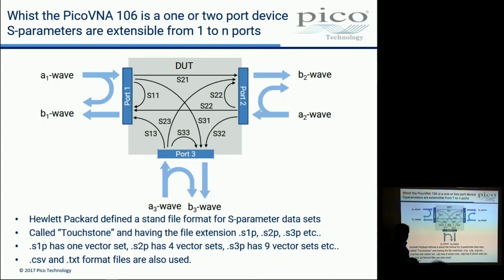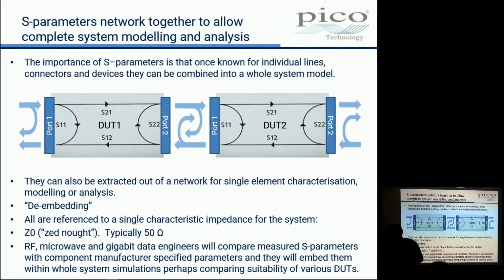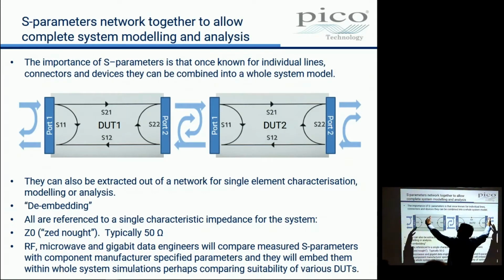Touchstone, as you'll see in a minute, is basically a tab separated data file. CSV and text forms are used by various people, but the touchstone format is tab separated data. And the importance, as I've already said, of S parameters is that once I know them, I can cascade them in a system and describe an entire system. So I could have S parameters for a coax cable and S parameters for a connector and describe how the two work together.